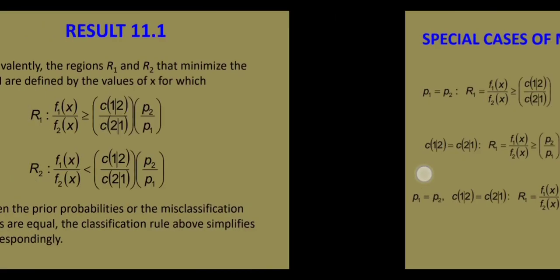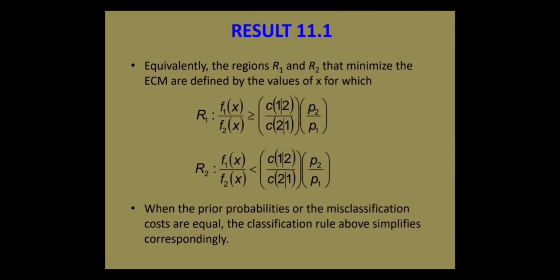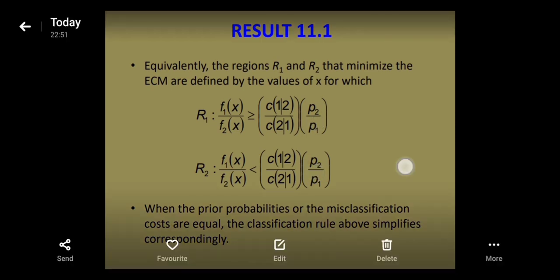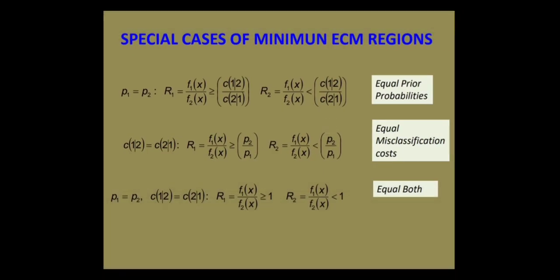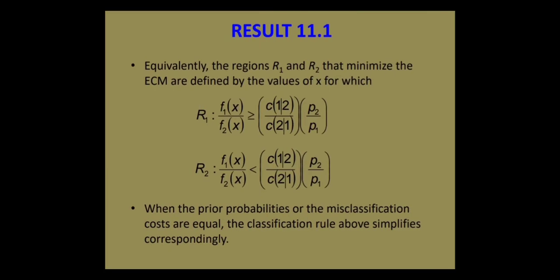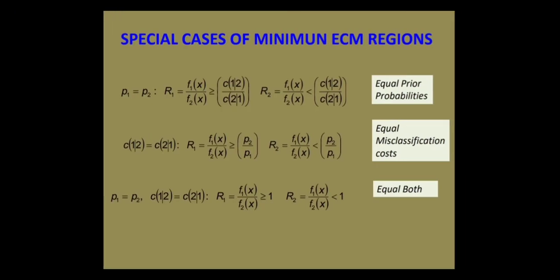P1 equal to P2. Ni je. So dia tak adalah kan, sebab sama kan, akan jadi 1 kat sini. Because of that, the formula will be like this. If the misclassification cost is equal, okay, the formula will be like this. Yang ni akan jadi sama. So di sini, this part will be 1. The cost ratio will be 1.